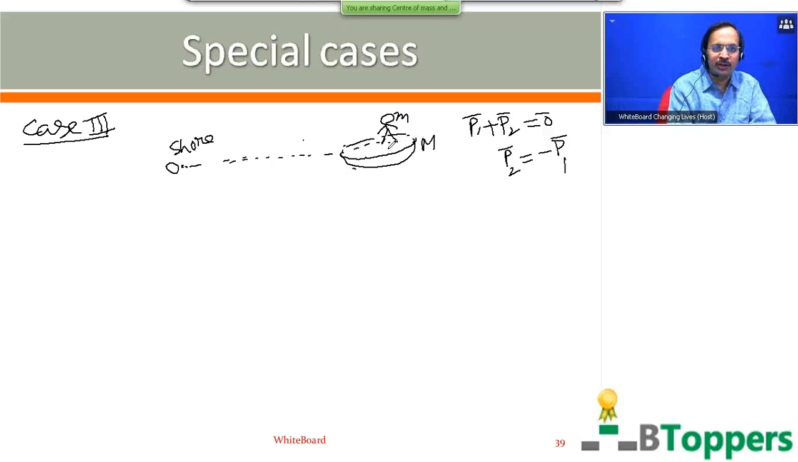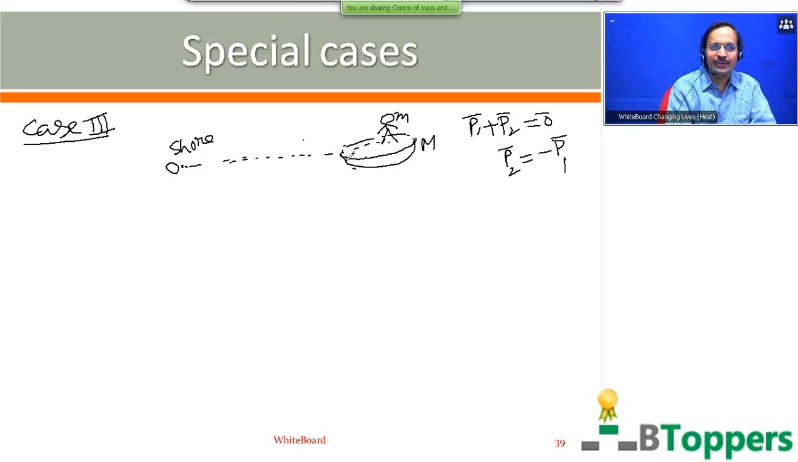So if the man begins to walk on the boat toward the shore, the boat starts moving in the opposite direction with the same magnitude of momentum. When the man stops on the boat, P1 becomes 0, P2 also becomes 0. The boat also stops. That means the man moves toward the shore, comes nearer to the shore. I mean, the man remains on the boat here, does not jump into water in the present discussion.